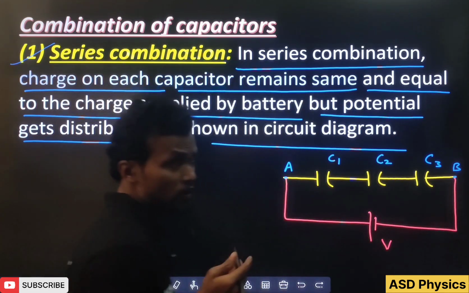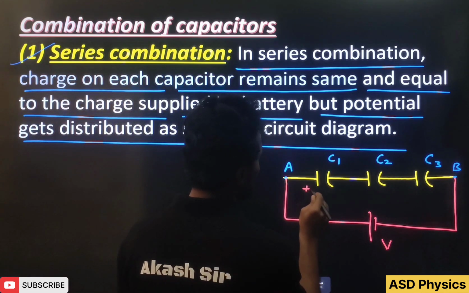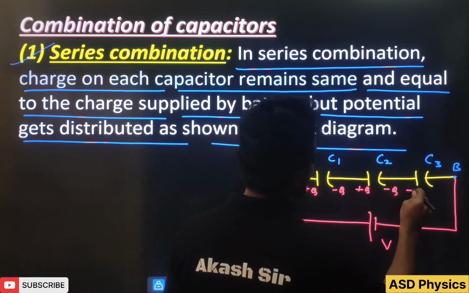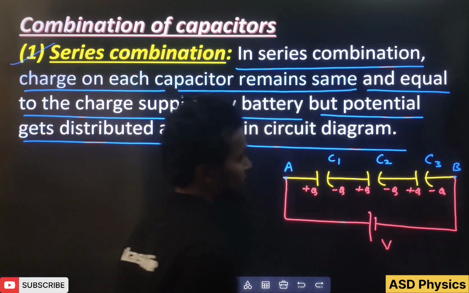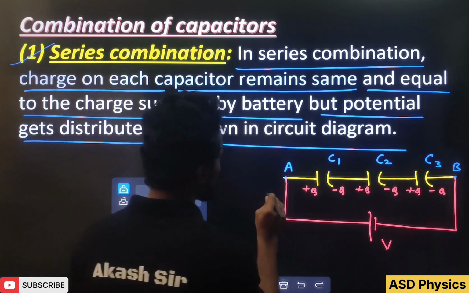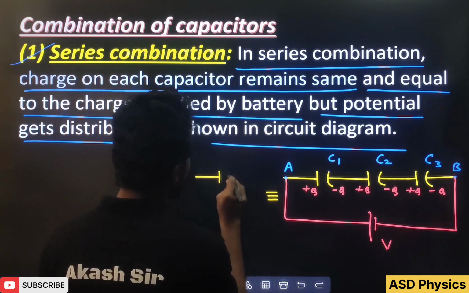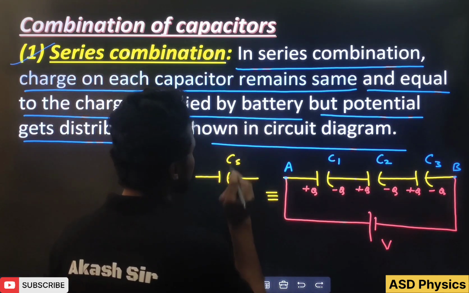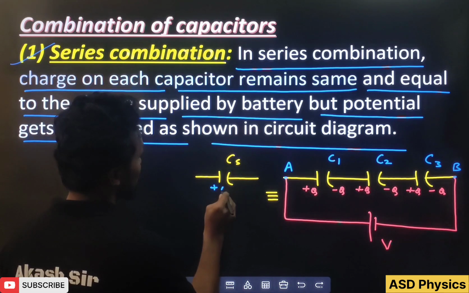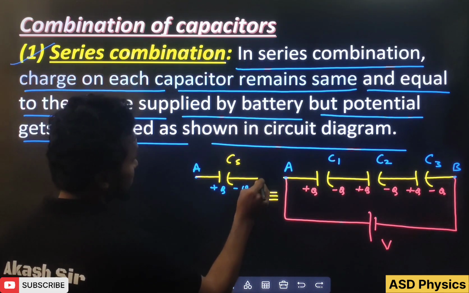And you know very well, the charge on each of them will remain same. That means if this is plus Q, here minus Q. Here plus Q, here minus Q. Here plus Q, here also minus Q. So what we are going to find out? We are going to find out the equivalent capacitance, that means a single capacitor which can replace these capacitors. Let's take it as CS, and the charge on this will be plus Q, minus Q.